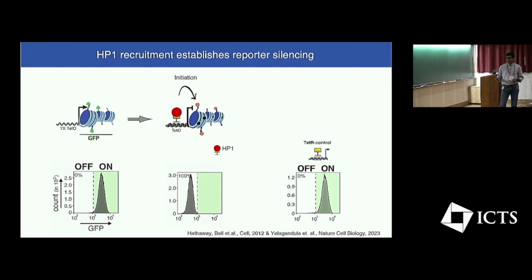In these OCT4 reporter cells, you can see that this GFP is driven by the OCT4 promoter, and this is the FACS data. We can see that the GFP is nicely expressed. Into these cells, we introduced HP1 fused to the tet repressor, and we saw that there is a robust silencing of the reporter happening in these cells. And most importantly, you can see that if you introduce the bacterial tet repressor as a control, it has absolutely no influence on the reporter expression.